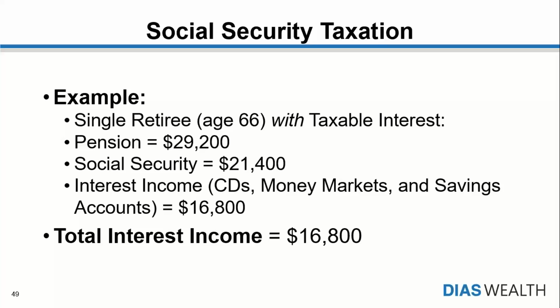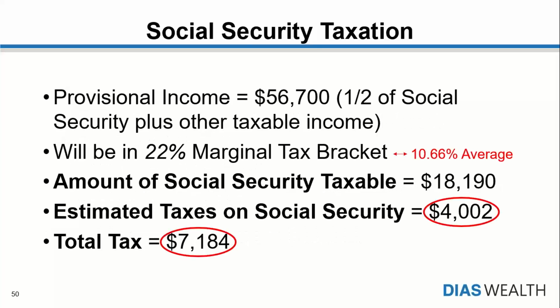Let's just say we have a single retiree, age 66, with taxable interest. They received money from a pension, $29,200, another $21,400 from Social Security, and then their interest income, which CDs, money market, and savings account, totals about $16,800. Their total interest income in this example is $16,800. Their provisional income is $56,700.